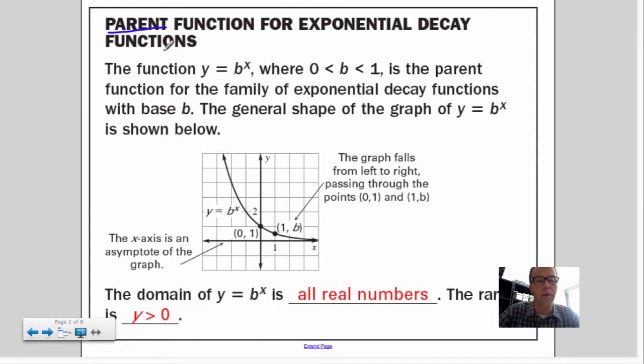Here is our parent graph, right? Very important that we start off just with the very basic graph, and notice that this graph has kind of the same shape, but exponential growth went low and increased and grew, and here we're decaying. So we start high and moving from left to right, we decay down to the asymptote, which is still going to be y is equal to 0 for the parent graph. Of course, if we do any vertical shifting, that'll change. We always go through 0, 1, and then we go through 1, whatever the growth factor is, that point. So those are our 2 points. Our domain is still all real numbers. Our range for the parent graph is y is greater than 0.